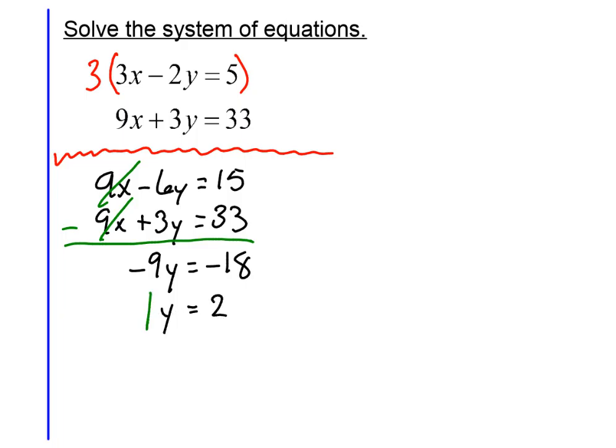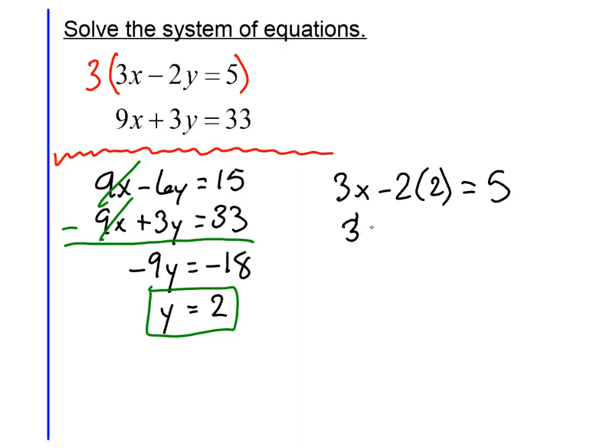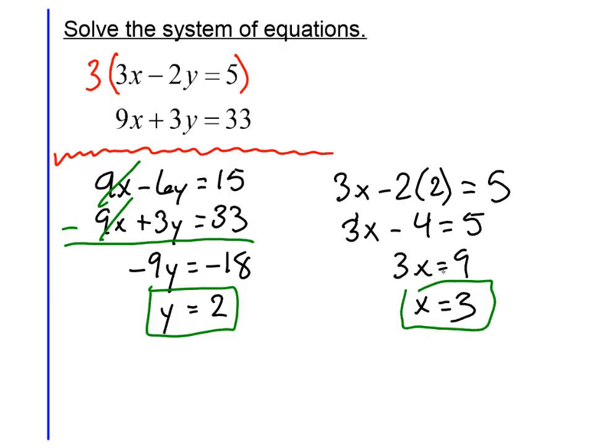There is the first half of my answer. Take that 2 and plug it into either of the two original equations' y locations. I'm going to choose to do the first one. 3x minus 2, plug in the 2 I found, equals 5. 3x minus 4 equals 5. I'm going to add 4 to both sides, and I get 9. Divide by 3 on both sides, and I get 3. There's the second half to my solution. So my answer is (3, 2).